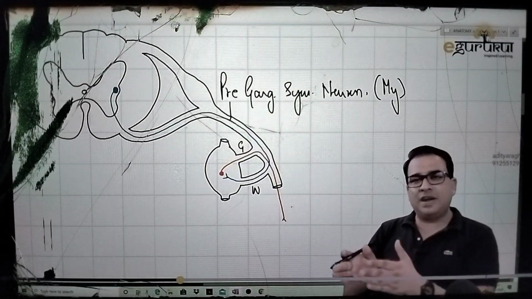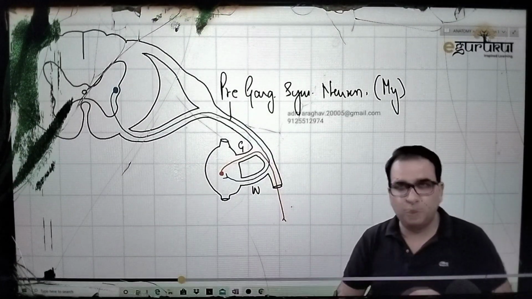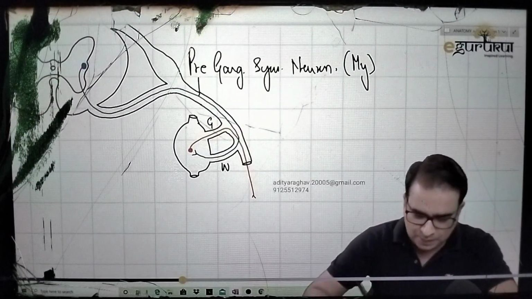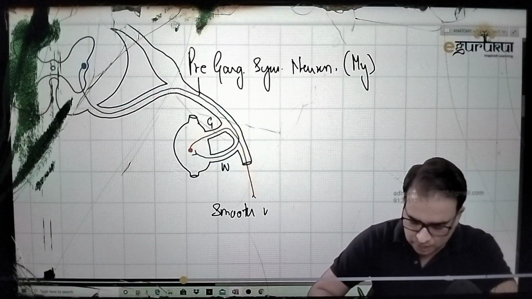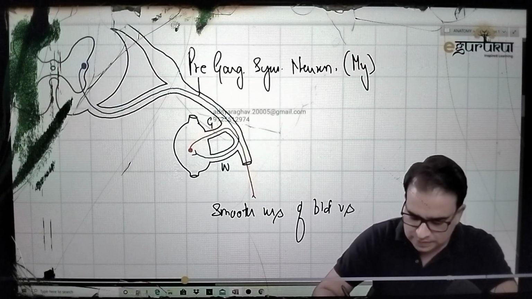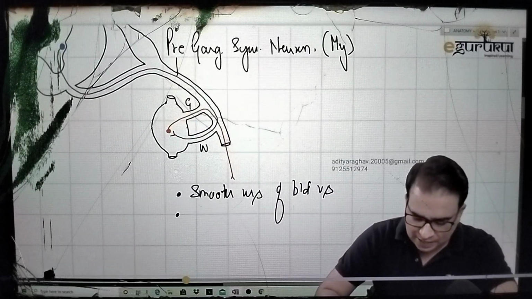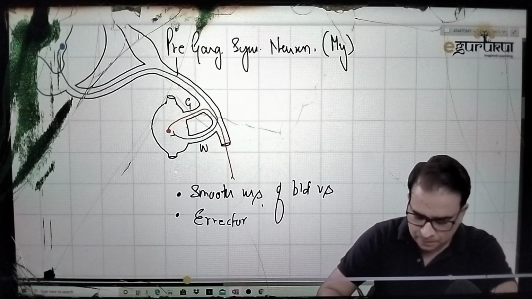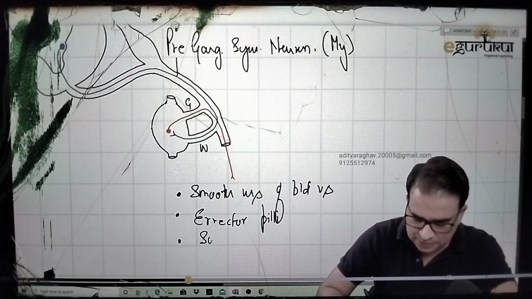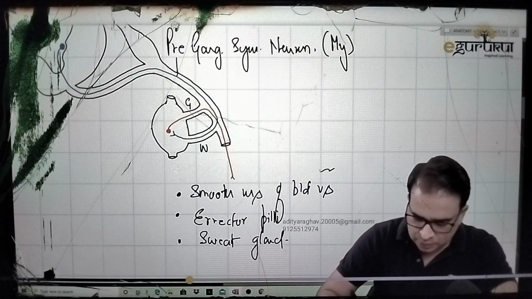As we know, that spinal nerve will further divide into the dorsal and the ventral primary rami. So they will take the route of both dorsal and ventral primary rami, and ultimately supply smooth muscles of blood vessels. They do supply muscles like the erector pili muscle, and they also supply the sweat glands. So that's one scenario you're looking at.